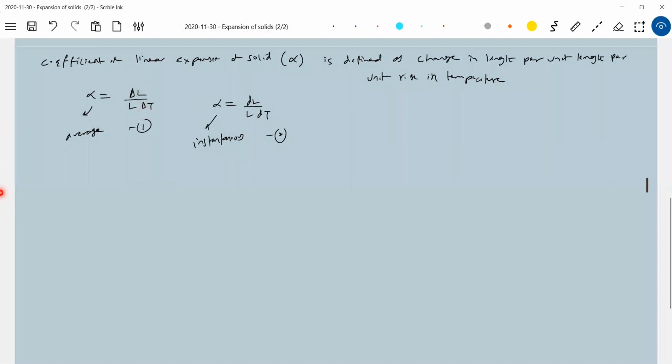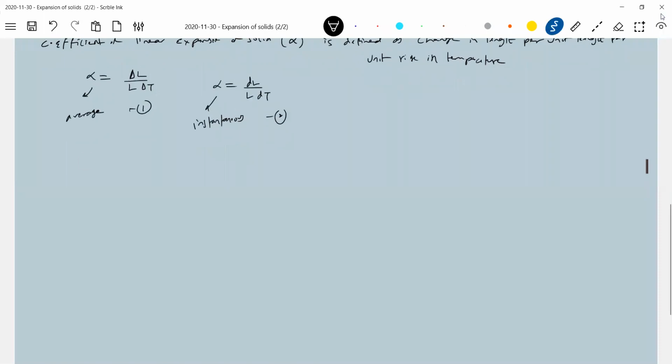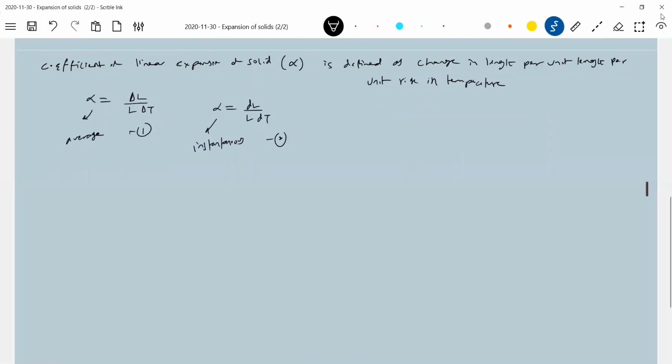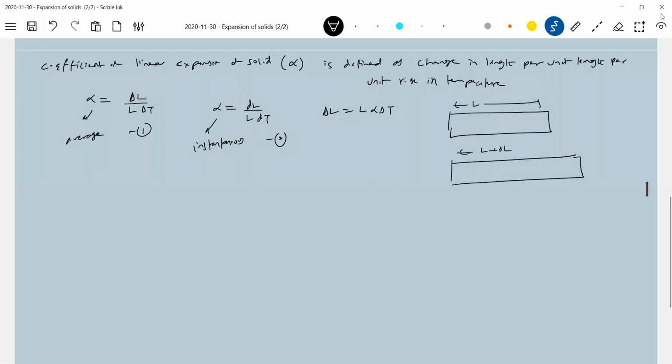Now, so this will further give the expansion: delta L equal to L alpha delta T. What is delta L? The change in length. Let me start with this. This was the length L, now it is L plus delta L. This was the temperature T1, now T2 degrees Celsius. So what is delta T? T2 minus T1.